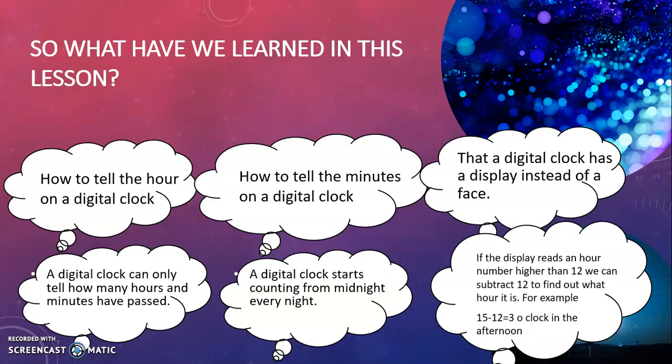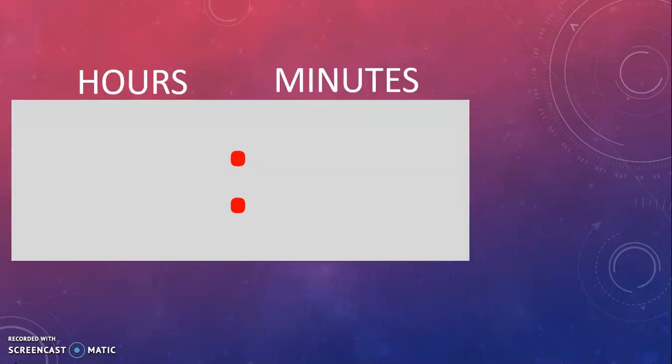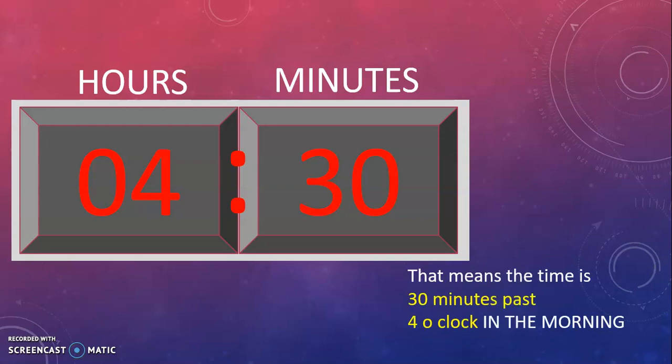And we also learned a very valuable trick, that if the display reads an hour number higher than 12, then we can subtract 12 to find out what hour we are talking about. For example, 15 hours, take away 12 hours, means it is 3 o'clock in the afternoon. Now try these examples to practice. 4 hours and 30 minutes have passed since midnight. That means it is 30 minutes past 4 o'clock in the morning, or 4:30 in the morning.